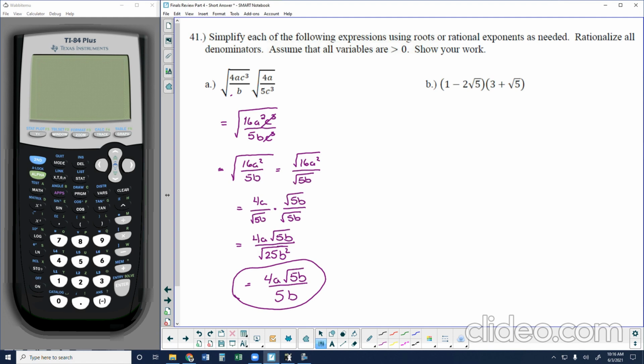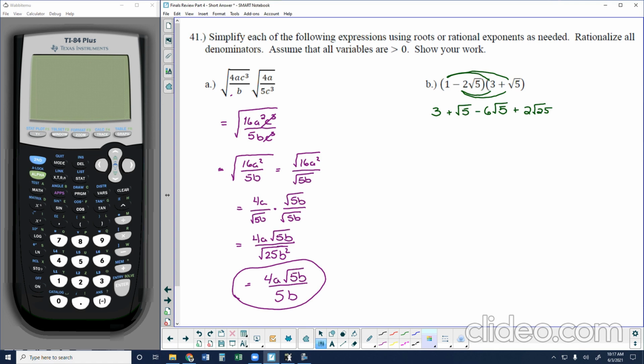In part B for 41, I'm only working with real numbers and no variables here. So we see that I have two binomials, and so I can multiply these together by distribution. So 1 times 3 would be 3. 1 times root 5, remember you would multiply together the coefficients, and if there are roots, I'd multiply together the radicands. So this would just be positive root 5. I would take negative 2 root 5 times 3. This would give me negative 6 root 5. Then for the last distribution, I would get 2 root 5 times root 5, which would be 2 root 25.